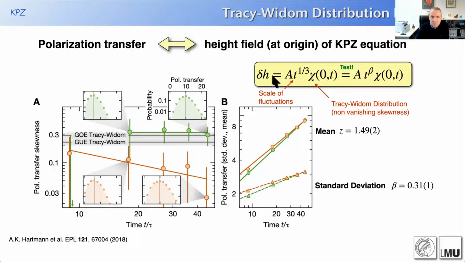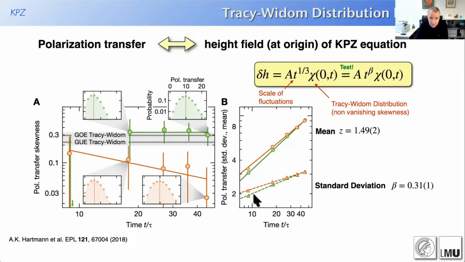To look at the fluctuations of the height field, which would scale like t^(1/3), there was this Tracy-Widom distribution, which would be very different from the Gaussian, characterizing the fluctuations. And remember, the height field fluctuations would manifest themselves in our case as polarization fluctuations in our system. So that's what we can look at.